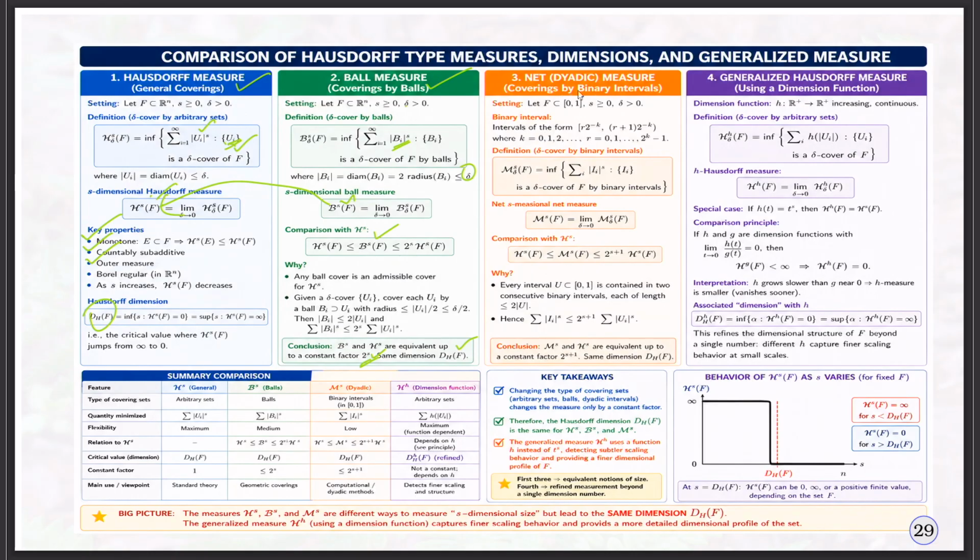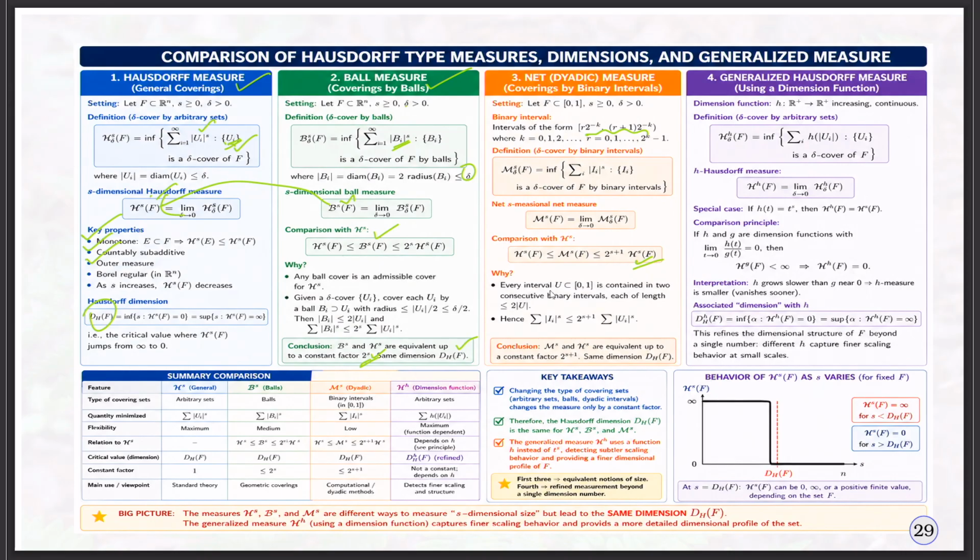Then the dyadic measure, or net measure, is obtained by covering with binary intervals. For example, in R^2, in the closed interval [0,1], one can take intervals closed-open, then cover the set by these binary intervals, and we obtain M^s. Then M^s of F is obtained by taking delta tends to 0. Here also M^s is bounded by H^s of F and 2^(s+1) H^s of F.